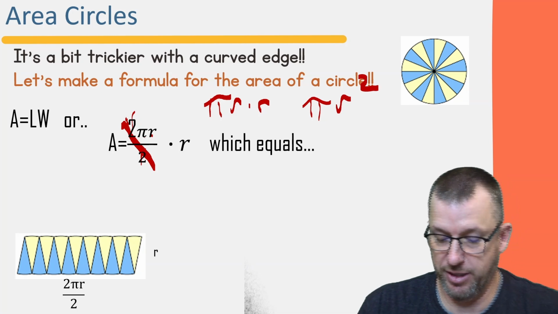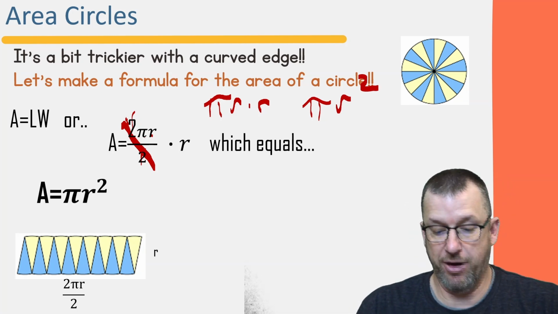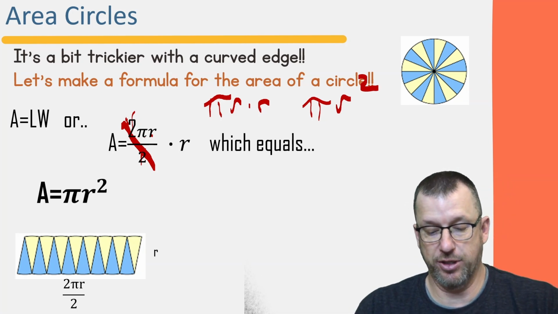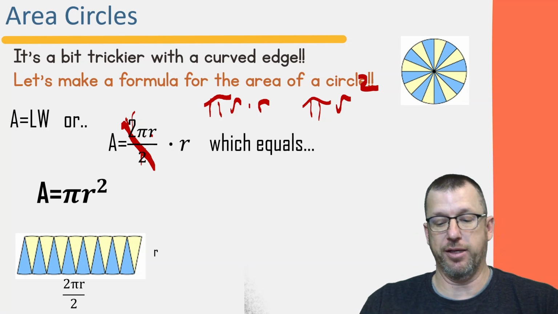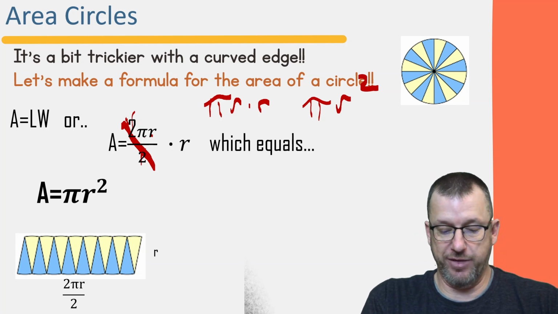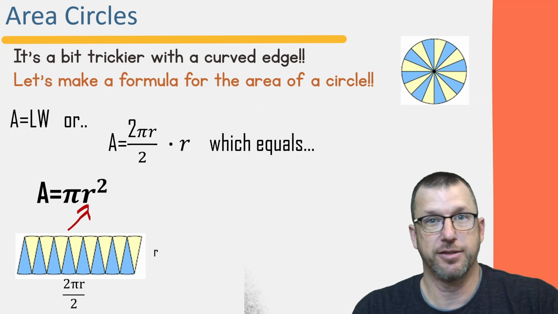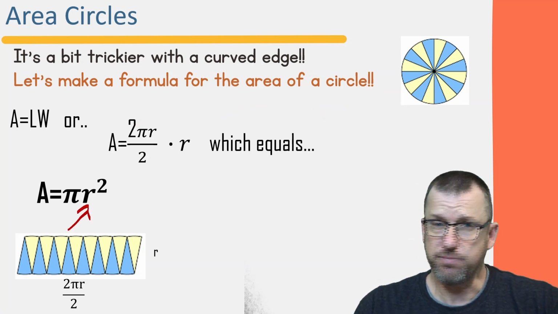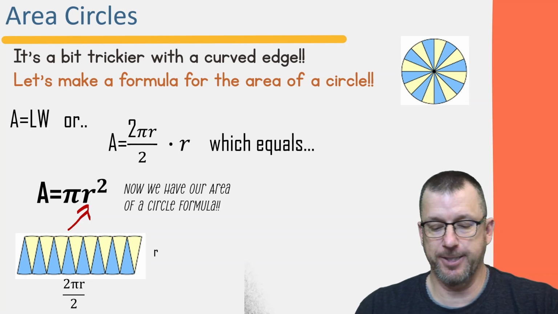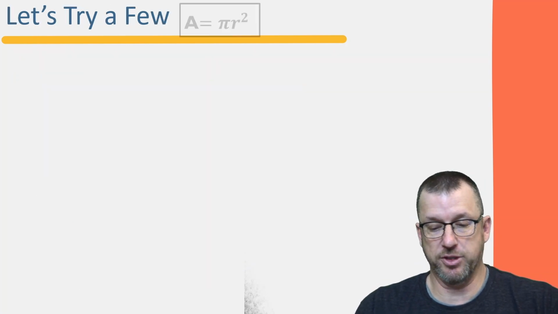So look what our formula does when we do that. Area equals pi times r squared. Now we have a formula. And we can use that formula to solve the area of any circle. All we have to find out is, what is the radius? Once we find the radius, we just plug it into our formula and solve, right? So now we have an area of a circle formula. So let's try a few.